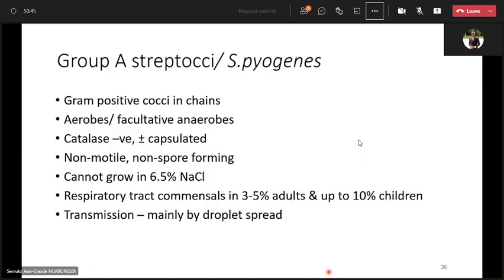Starting with group A streptococci, or Streptococcus pyogenes, it is gram-positive. We have seen some are capsulated, some others non-capsulated. Catalase negative always, non-motile, non-spore-forming, and it cannot grow in the presence of 6.5% sodium chloride. So it is not halophilic, and this differentiates it from Staph aureus. It is more of a commensal, in up to 5% of adults and 10% of children. So it colonizes the respiratory tract of all these people, and transmission is mainly by droplet.